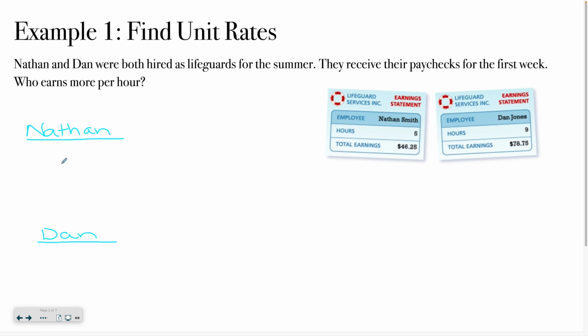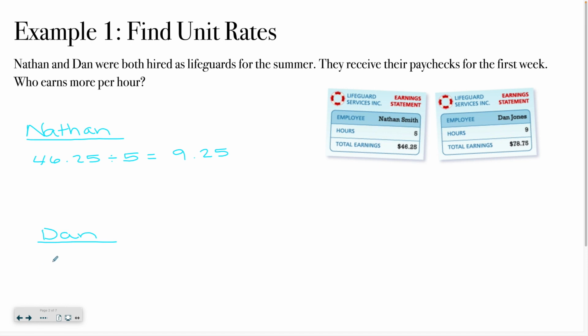Well, what you do is you take the total amount that he has earned, 46.25, and we are going to divide by 5. If I divide 46.25 by 5 on my calculator, because remember you're allowed to use calculators now, my calculator would tell me that that is $9.25 per hour.